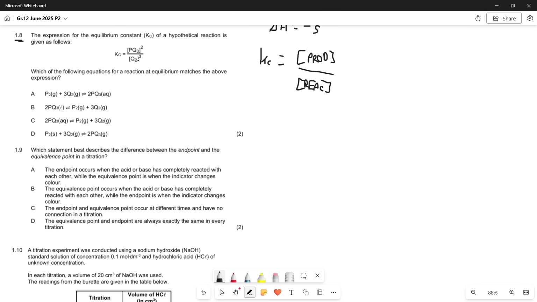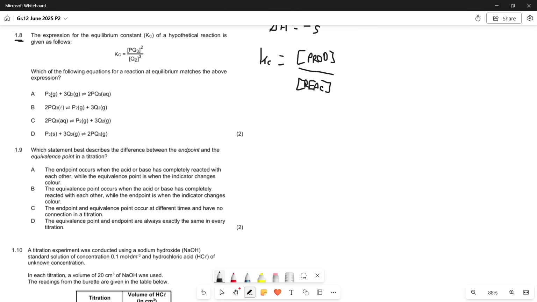And one other thing to remember for Kc, even if we have used our RICE table, we do not put any solids in here. So that is something to keep in mind as we work through the potential options. So which of the following equations for a reaction at equilibrium matches the above expression?